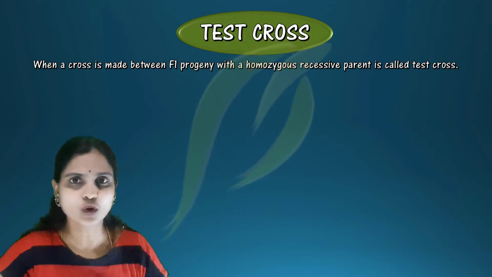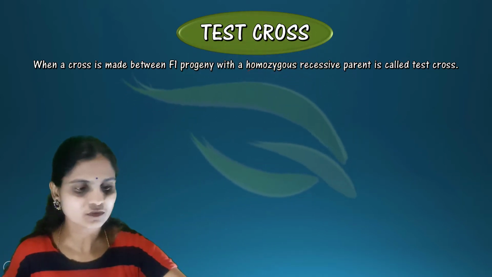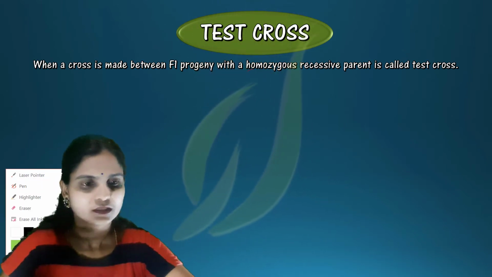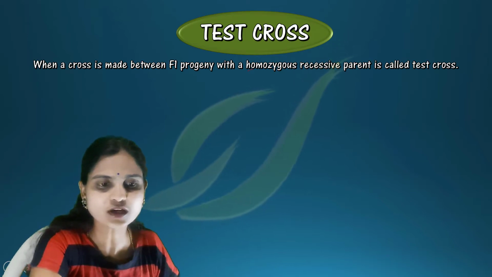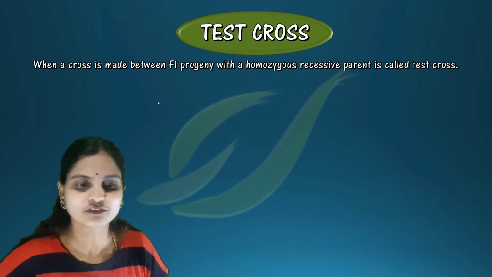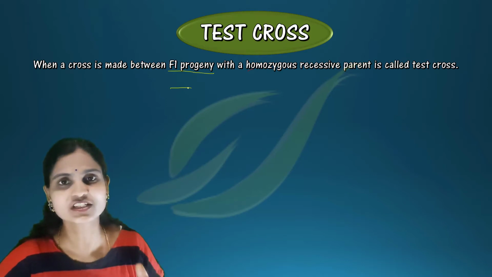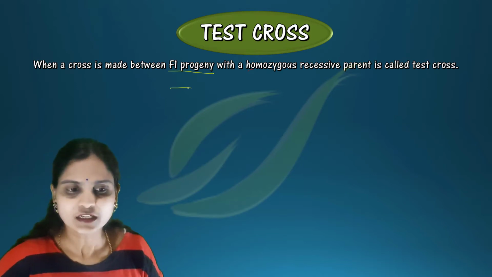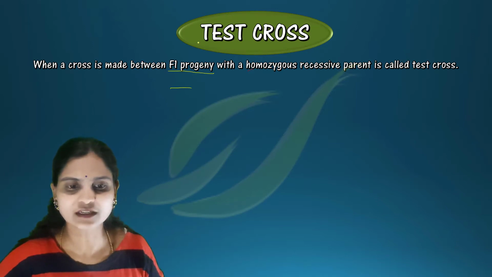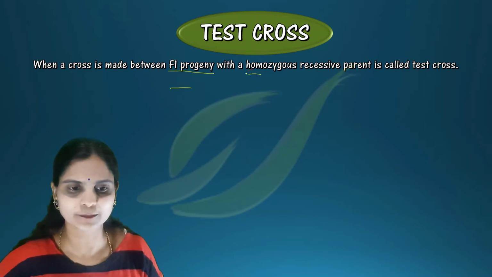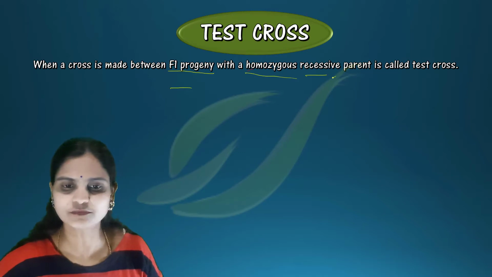This we have to concentrate on here because many questions will arise from this. A cross which is made between the F1 progeny. Progeny means offspring, first generation offspring. It is crossed with a homozygous recessive parent. This is a very important thing: homozygous recessive parent.